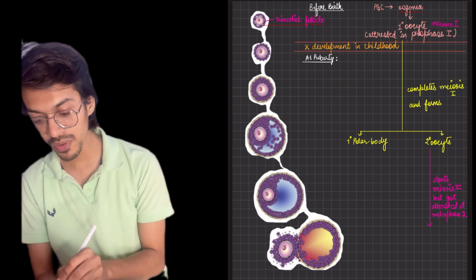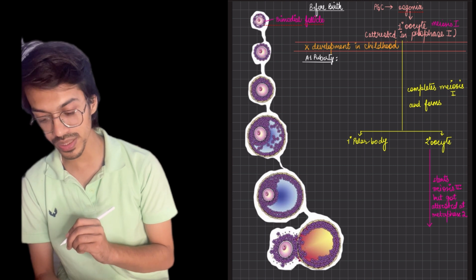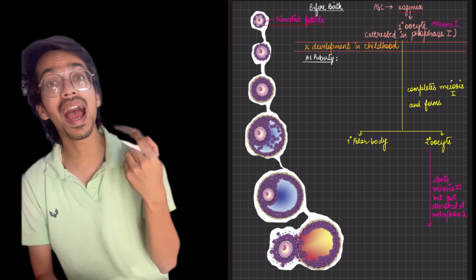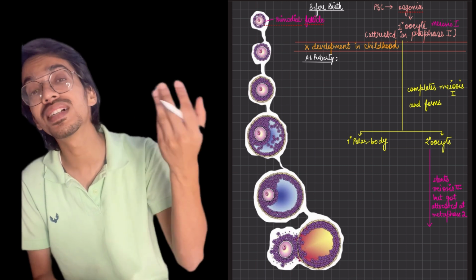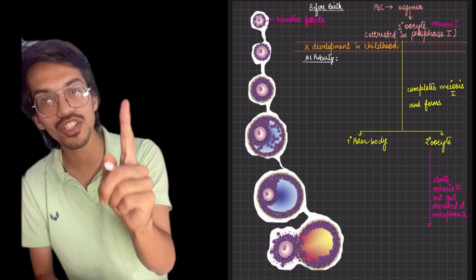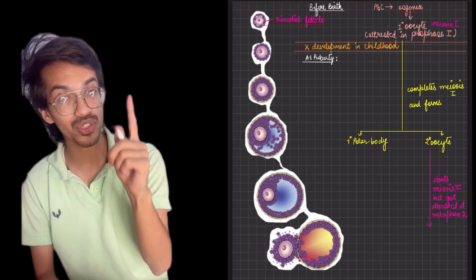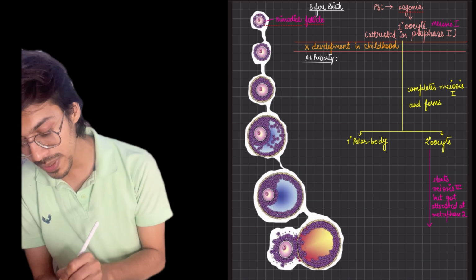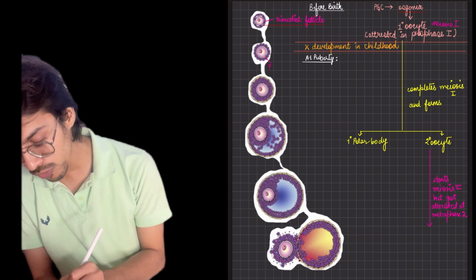The flat cells present there will become a little cuboidal in shape, and now we call them granulosa cells because they start secreting something. What is it? Estrogen. Always remember that estrogen will start secreting from it, and this follicle will be called the primary follicle.